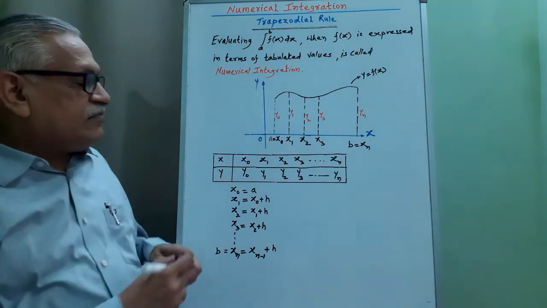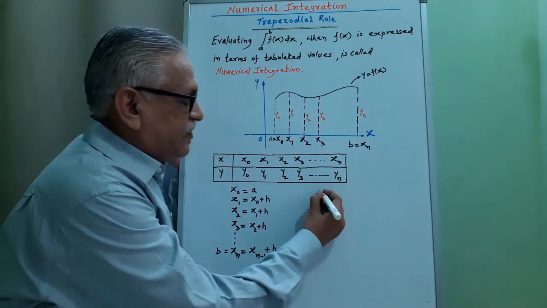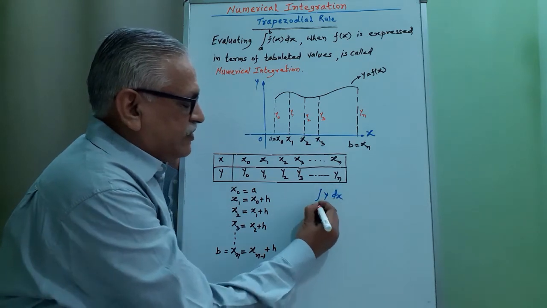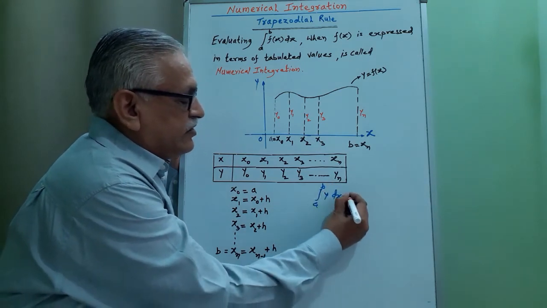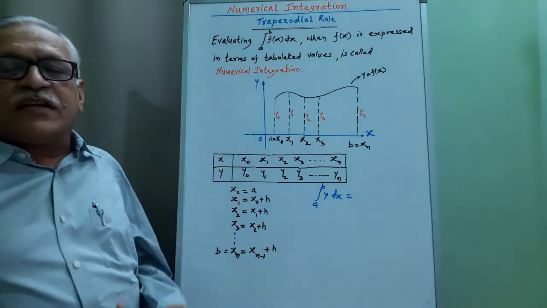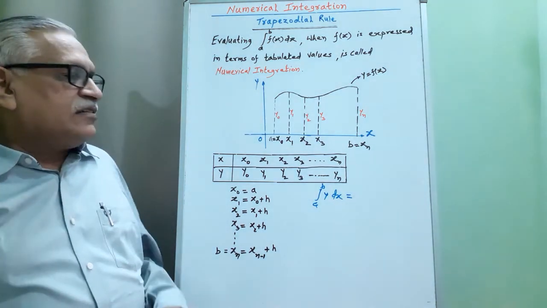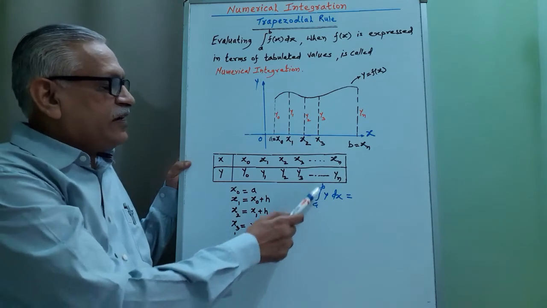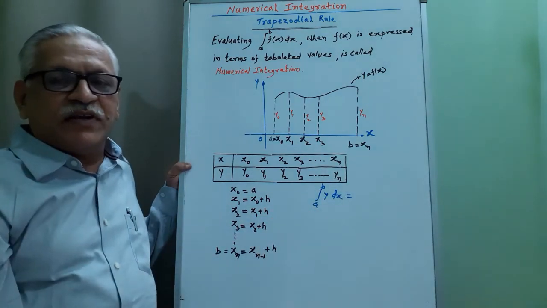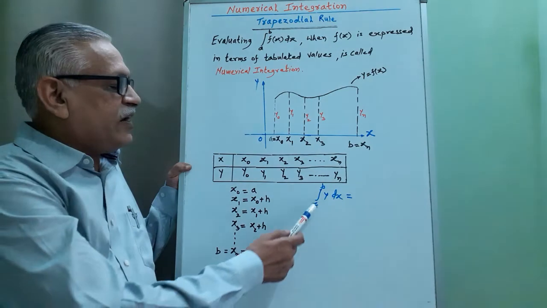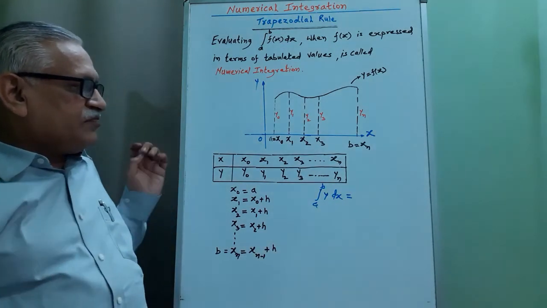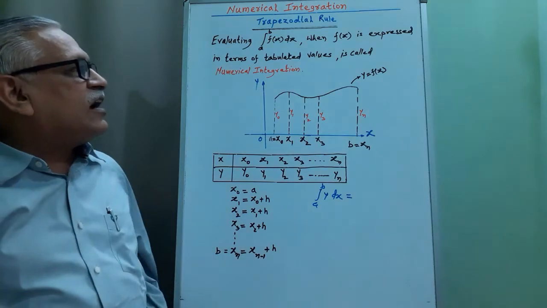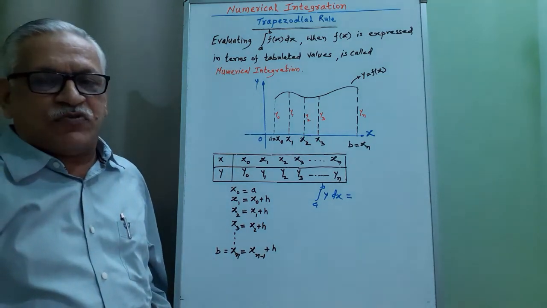Then we know the meaning of this integration, the definite integral: integration of y with respect to x between the limits a to b. Its geometrical meaning is the sum of the area under that curve between a to b. That is the meaning of the definite integral. Therefore, with the help of that concept, I will try to explain how we can obtain the trapezoidal rule.